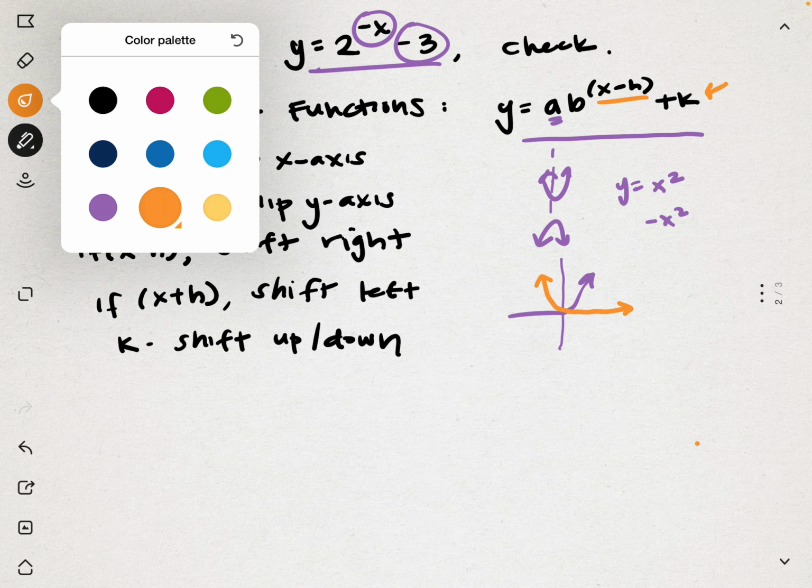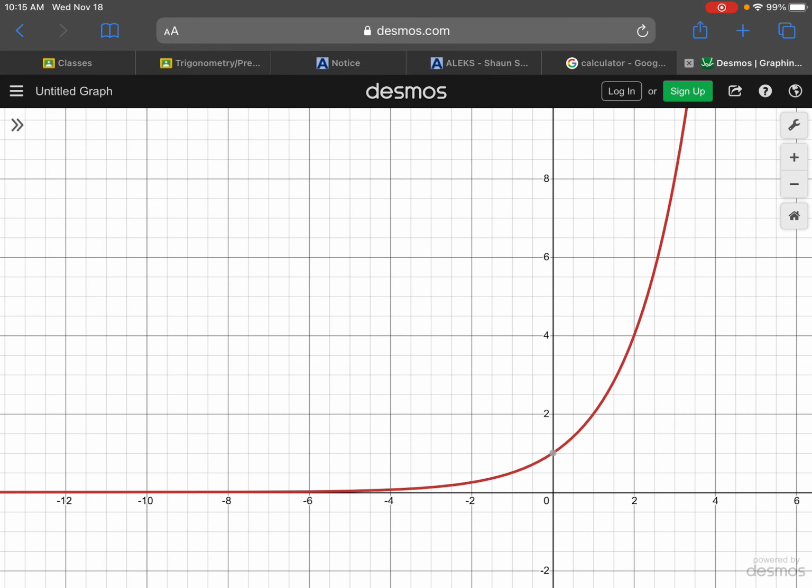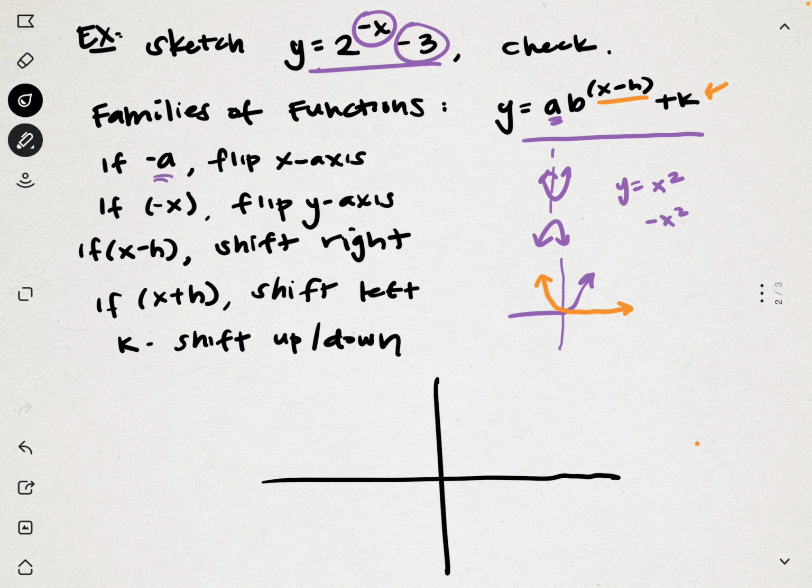All right, so let's see if we can sketch this. Let's draw an exponential function. So we drew the base one already, or we kind of looked at it in Desmos, right? We found all the characteristics. We said the horizontal asymptote is 0, that we have an initial value of 1, and it just kind of increases after that value, okay? So let's go ahead and sketch the base one.